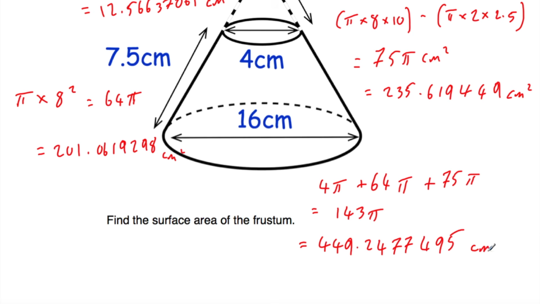449.2477495 centimeters squared. And if we wanted to give our answer perhaps to 2 decimal places, it would be 449.25 centimeters squared to 2 dp. That stands for 2 decimal places. And that's it. That's the surface area of that frustum.